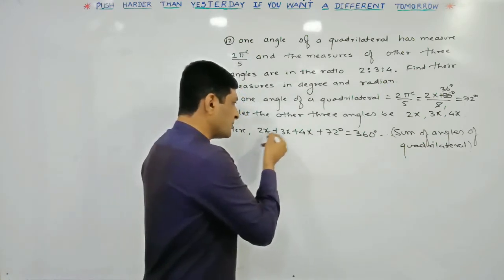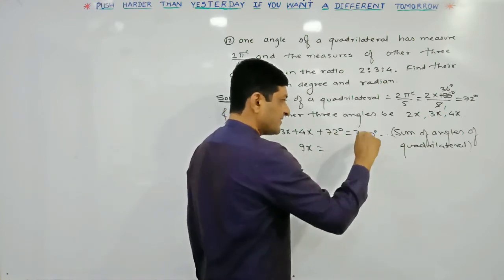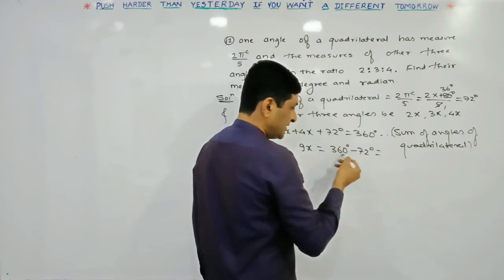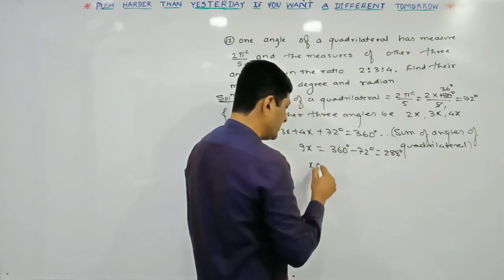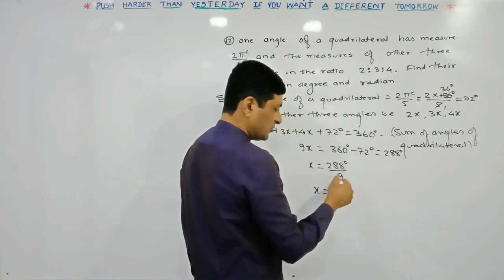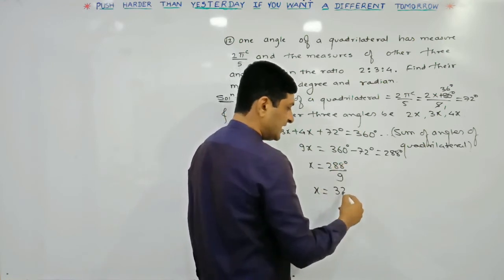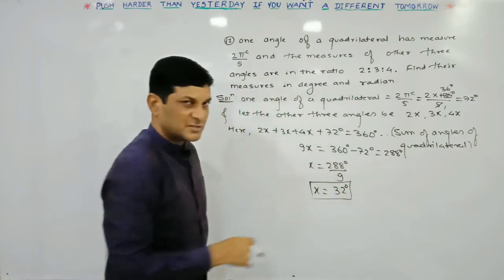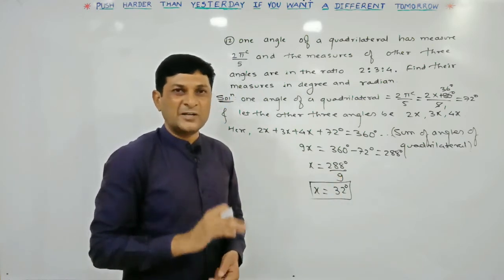360 degrees. So 2x plus 3x is 5x, 5x plus 4x will be equal to 9x, and here plus 72 degrees on this side will become minus 72 degrees. So 9x is equal to 360 minus 72, which is 288 degrees. So x will be equal to 288 degrees divided by 9. 9 3s are 27, 1 and 8 means 18, 9 2s are 18, so x will be equal to how much? 32 degrees. Simple calculation: we are dividing 288 by 9, and we get x equal to 32 degrees.